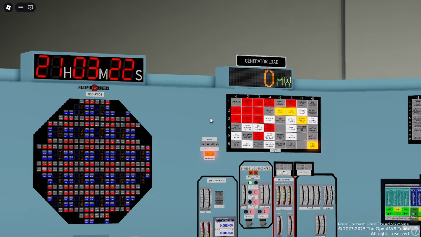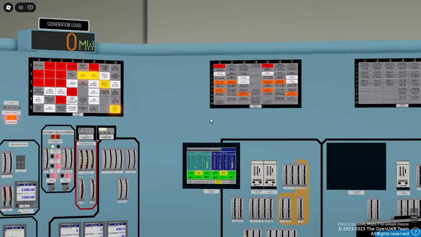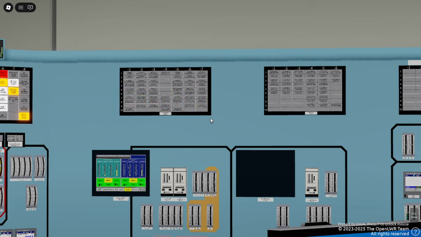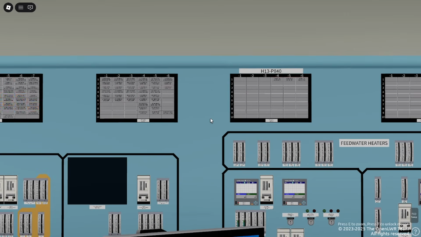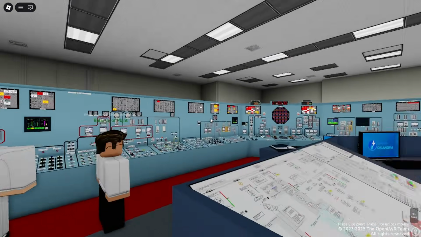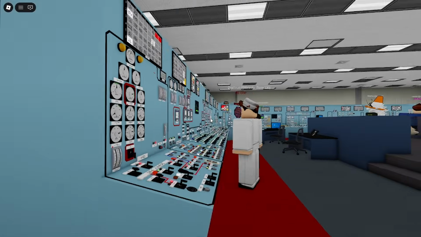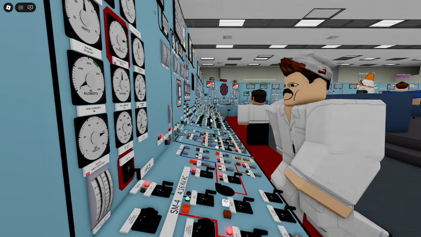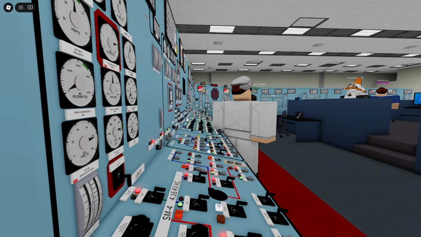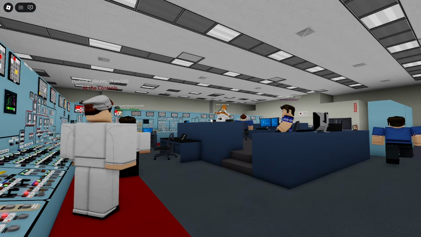This ATWS was caused by an SDV, Scram Discharge Volume failure. SDV valves remained open, so there wasn't enough pressure to push rods in. Operators will now try the Scram Reset Scram procedure to insert all rods into the core.